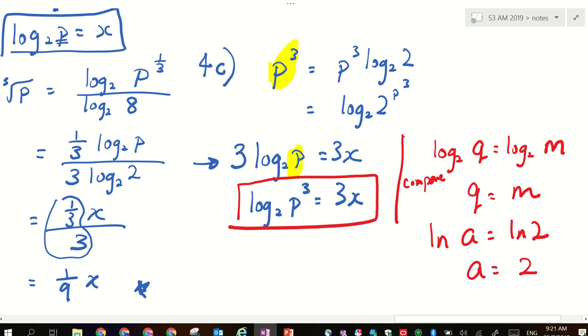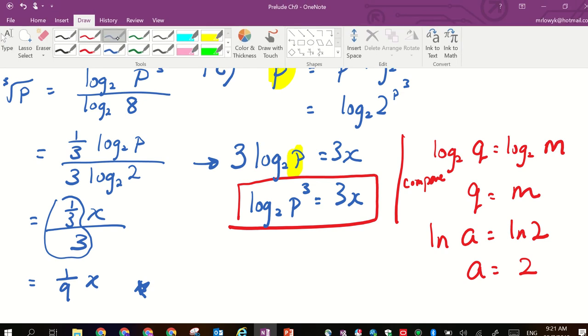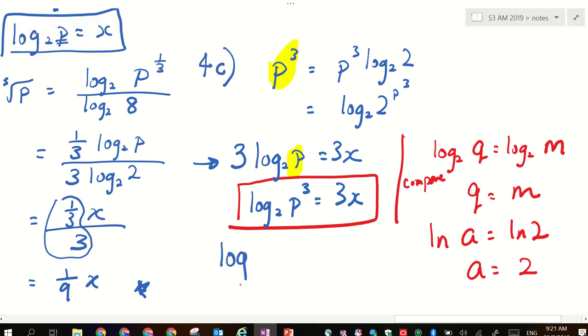But based on this, the one in the box, I cannot compare anything yet. How I wish the 3x had the log 2 there. So what do I do? So log 2 P cube is equal to 3x log 2.